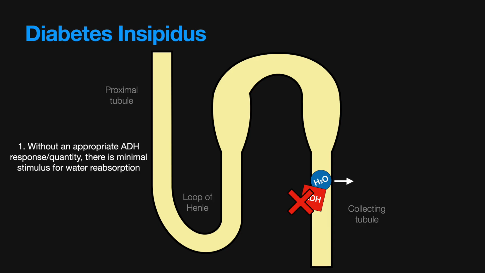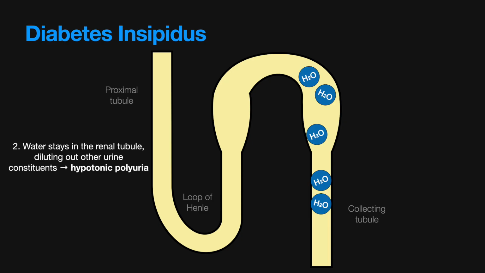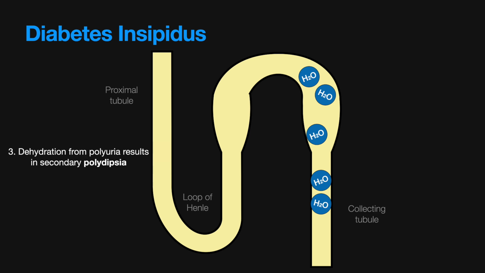In diabetes insipidus, there is either a lack of ADH production or a lack of ADH response. Therefore, there is minimal stimulus for water reabsorption. Water therefore stays within the renal tubule, diluting out the urine constituents. This is what causes the hypotonic polyuria that we see in diabetes insipidus patients to develop. The polyuria also causes the animal to dehydrate, resulting in secondary polydipsia.